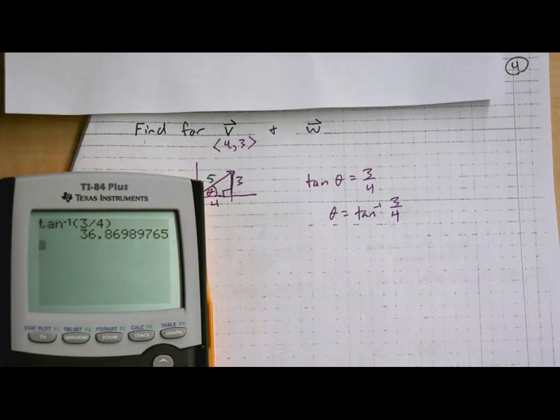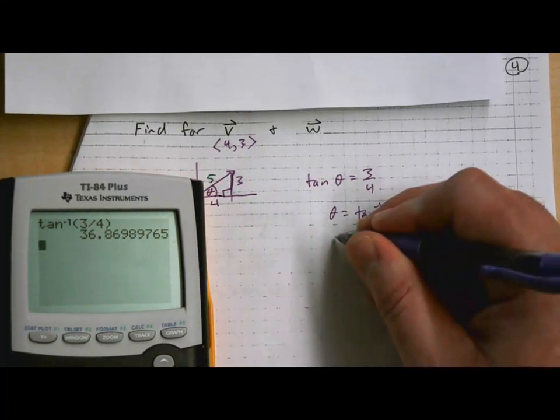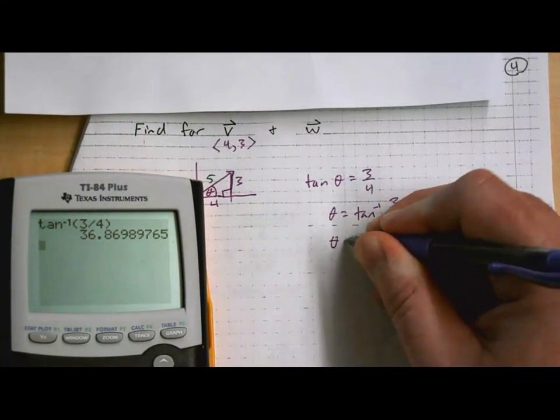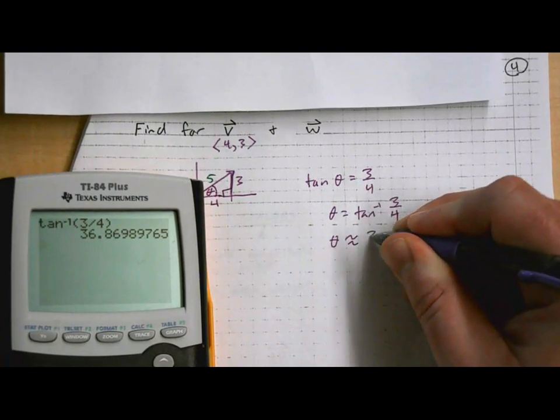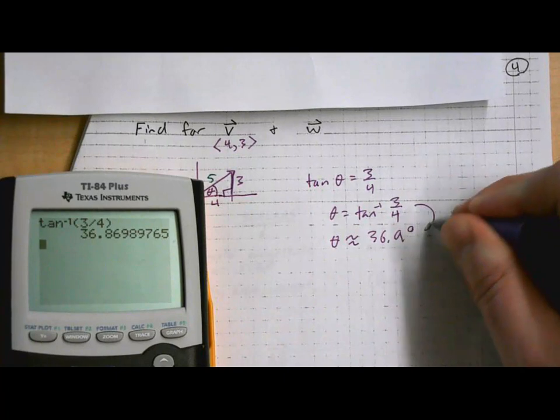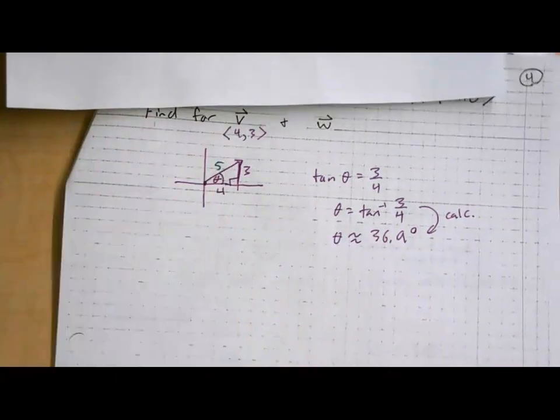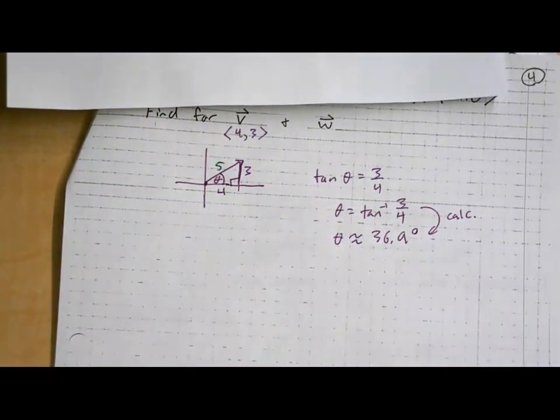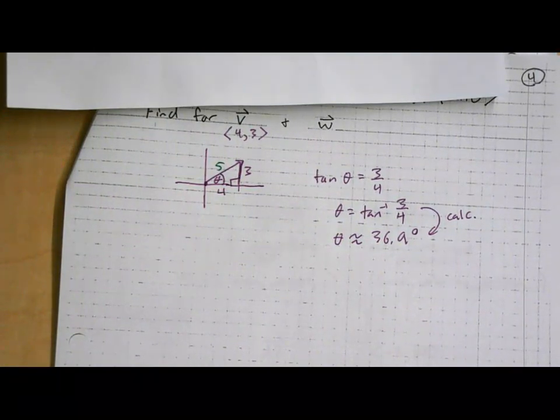It's about 36.9 degrees. Right, but you have to have two arguments. That's what the 2 is for, right?